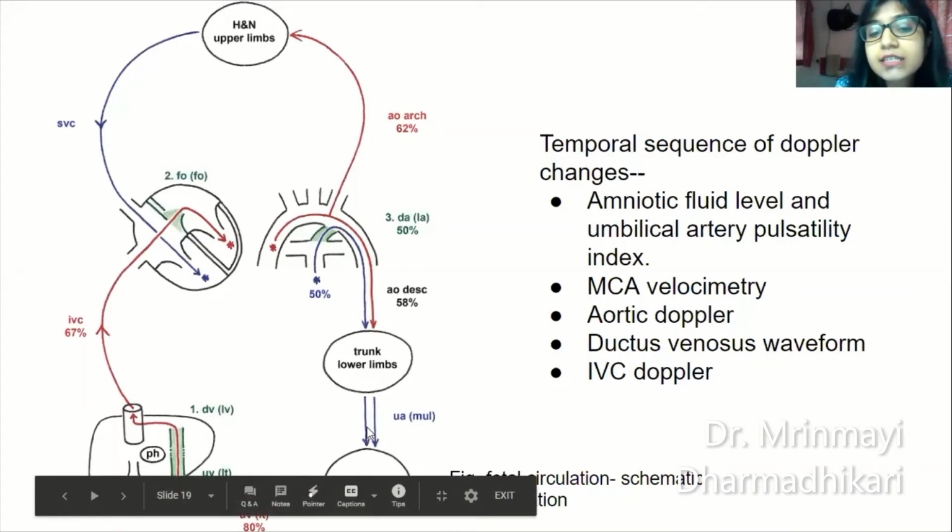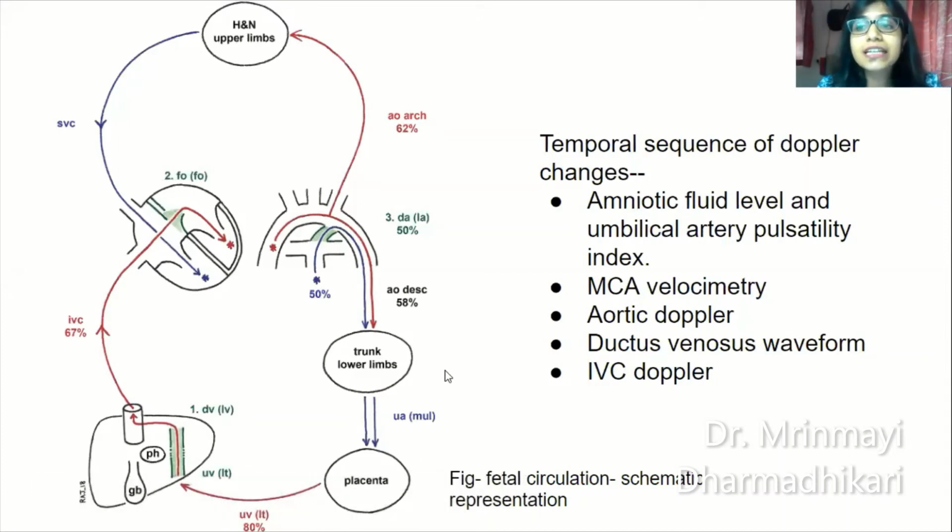Further increased resistance in the placenta and umbilical artery, what will happen? There will be absent diastolic flow. And still further increase in resistance in the placenta and umbilical artery, so much so that this pressure exceeds the pressure of the left ventricle during diastole. What will happen? There will be a reversal of flow in the umbilical artery. So these are the chronological events taking place in the umbilical artery as far as Doppler changes are concerned.